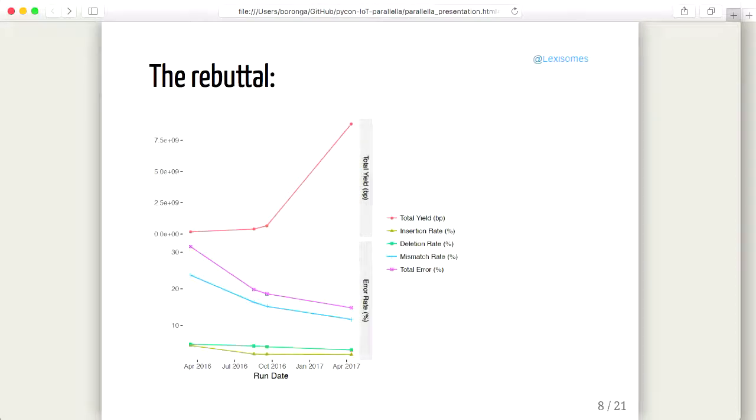But the rebuttal to this is that this is significantly improving over time. In my time in the wet lab, when I started back in early March and April last year, the yields we were getting off this machine were next to nothing. This would look better as a logarithmic graph. And now we're getting up to around 8 gigabases, so 2 to 3-fold coverage of a human genome.